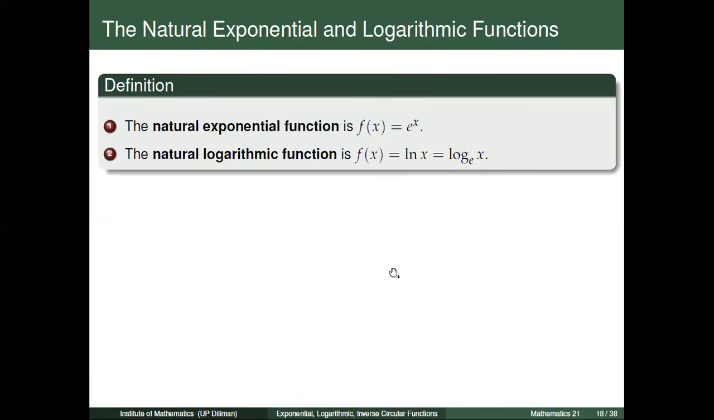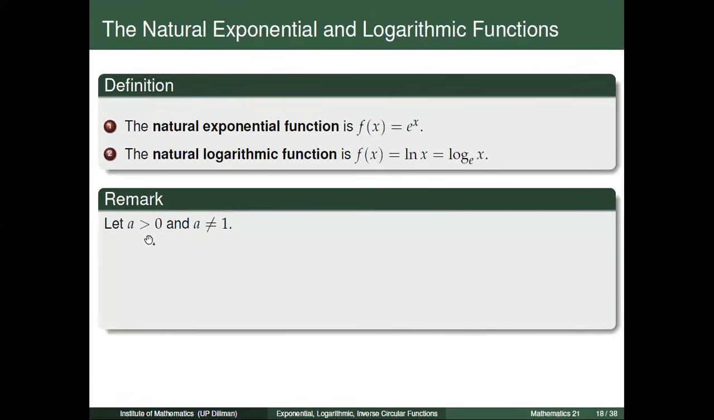Okay. Let's enumerate some properties. Let a, again, be a positive real number that is not equal to 1. Again, because these are inverse functions of each other, when we take the composition, say ln of e^x, then we get x for all x in the set of real numbers. Similarly, e raised to the ln x is equal to x for all positive values of x. Now, ln e is the logarithm of e to the base e, so that's equal to 1.